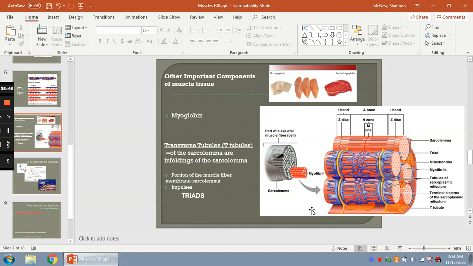We'd already talked about what a sarcoplasmic reticulum is. You wrote that down. It is a modified endoplasmic reticulum. The function of the sarcoplasmic reticulum is to store and release calcium ions for the muscle. What this blue thing looks like is a web, and notice it's surrounding each of these myofibrils.